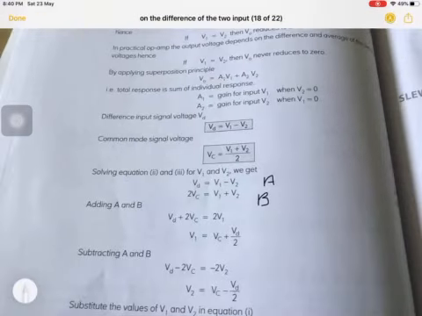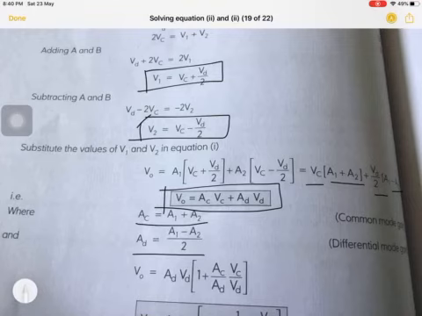Now we are deriving some equations. Here we have VD equals V1 minus V2, and VC equals V1 plus V2 by 2. Now we want V1 and V2 in terms of VD and VC. So first we have VD equals V1 minus V2, and 2VC equals V1 plus V2; these are equation A and equation B. Then we add equations A and B and get the value of V1. Then we subtract A and B and get the value of V2. So we get V1 as VC plus VD by 2 and V2 as VC minus VD by 2.